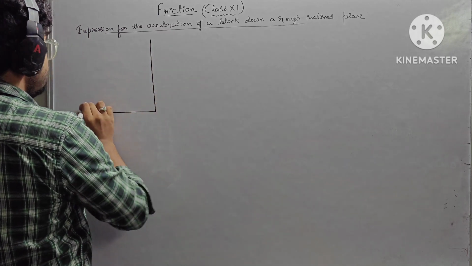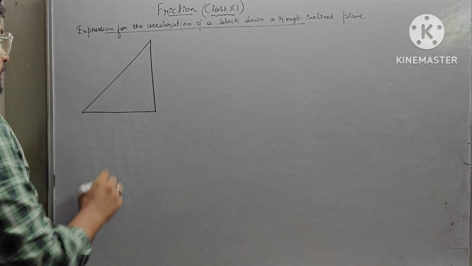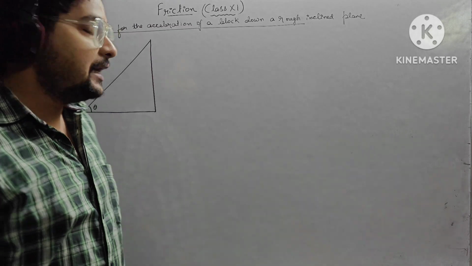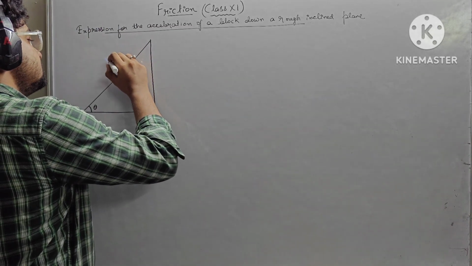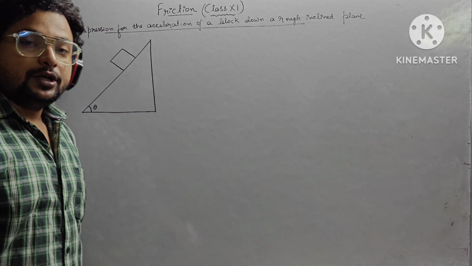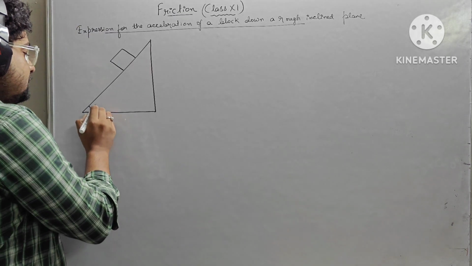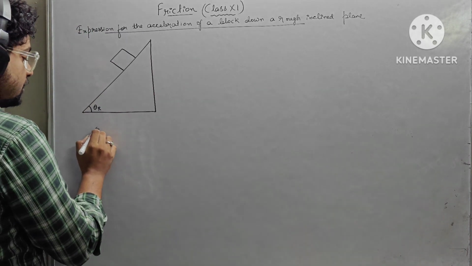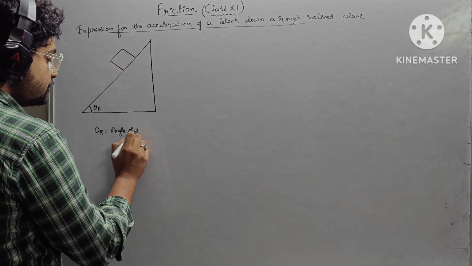Suppose this is an inclined plane. This is the angle of the inclined plane, and a block is placed over here. Before starting this, let us first discuss this angle. This particular angle is known as the angle of repose. Here I am writing theta r equals angle of repose.